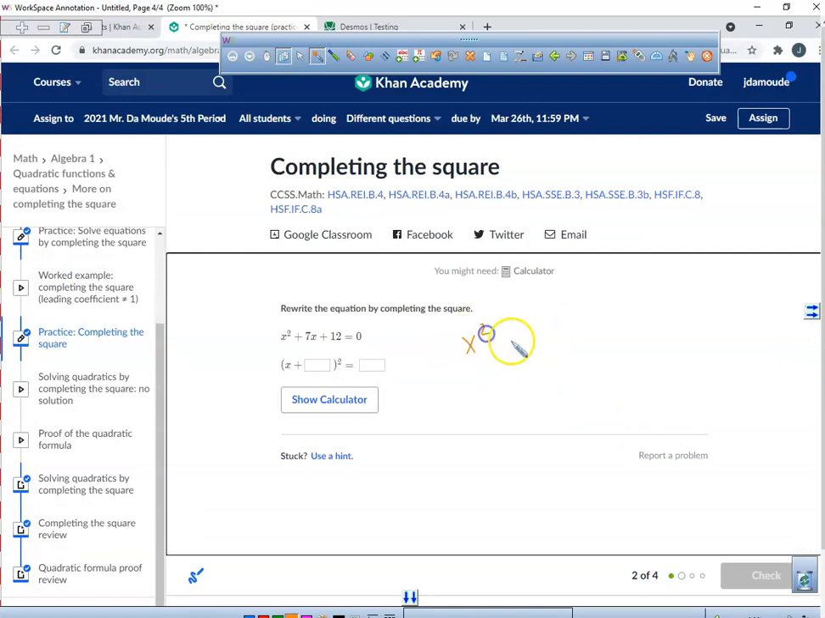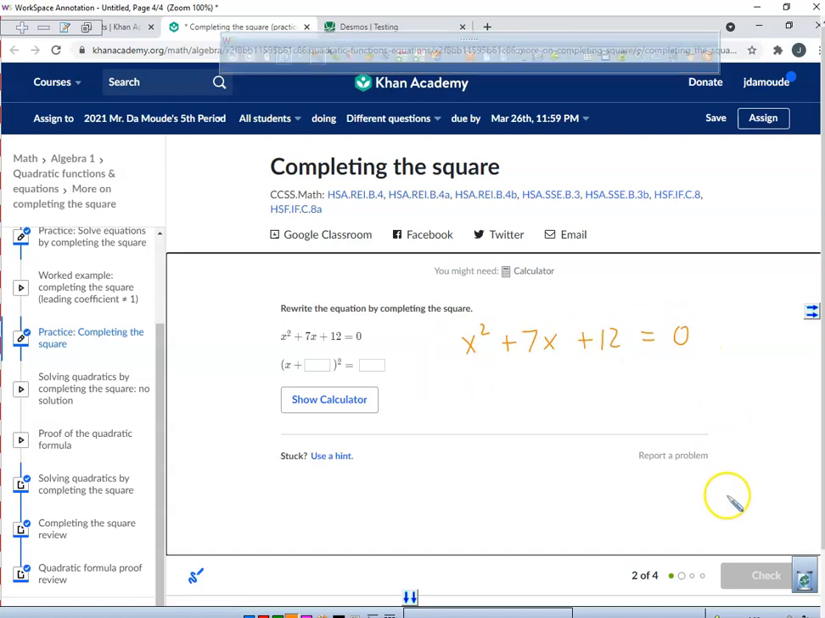Here we go. X squared plus 7x plus 12 equals 0. Write it down. Make it quick. Make it snappy. Guys, first step, what do we think? First step, what do we do? That's right, take away 12. Good job. I appreciate that, student.